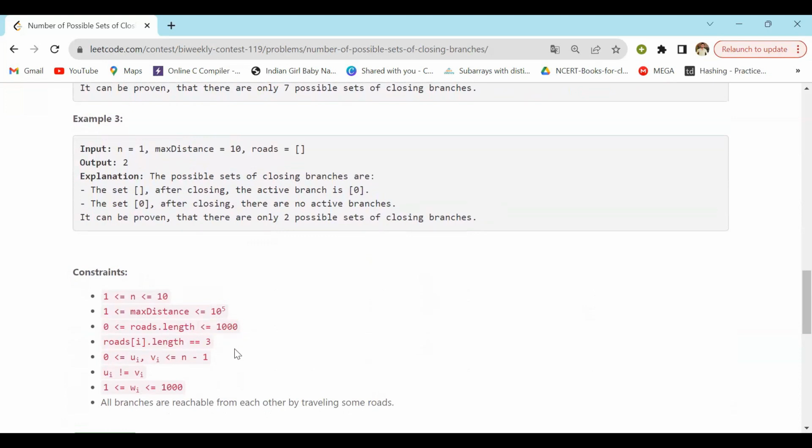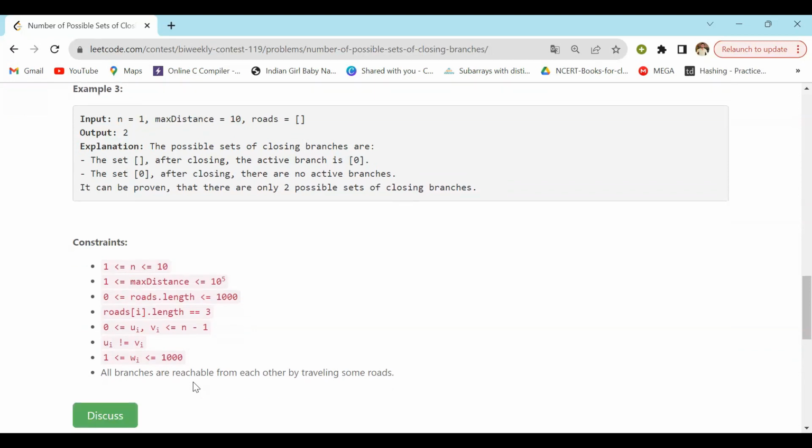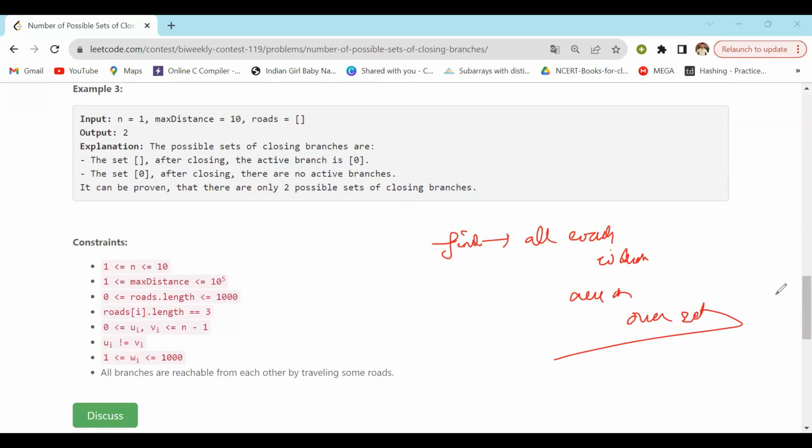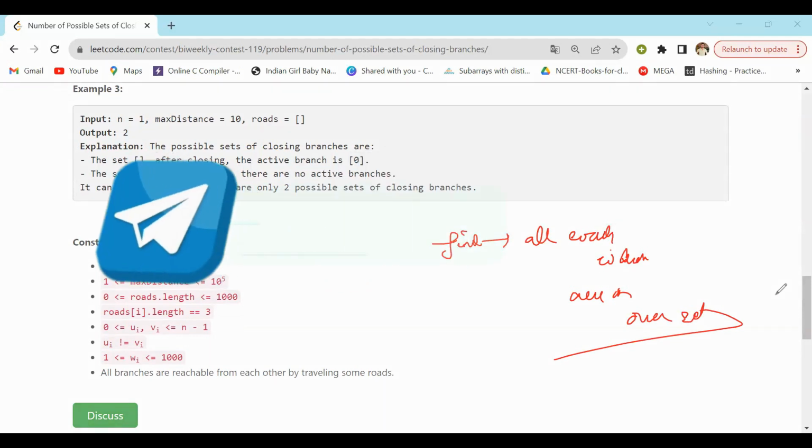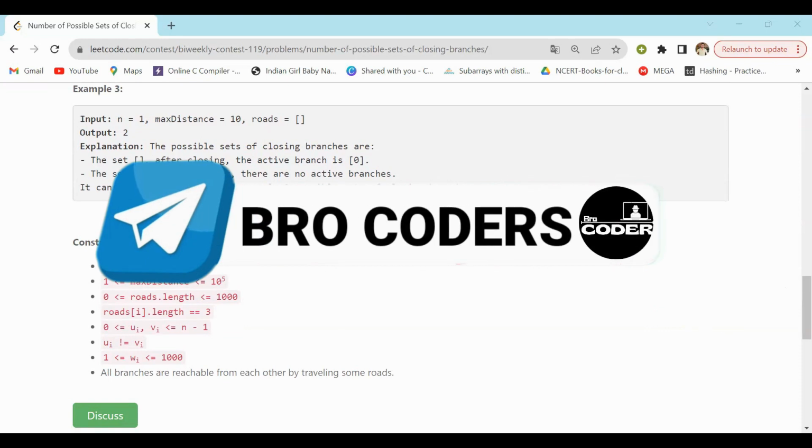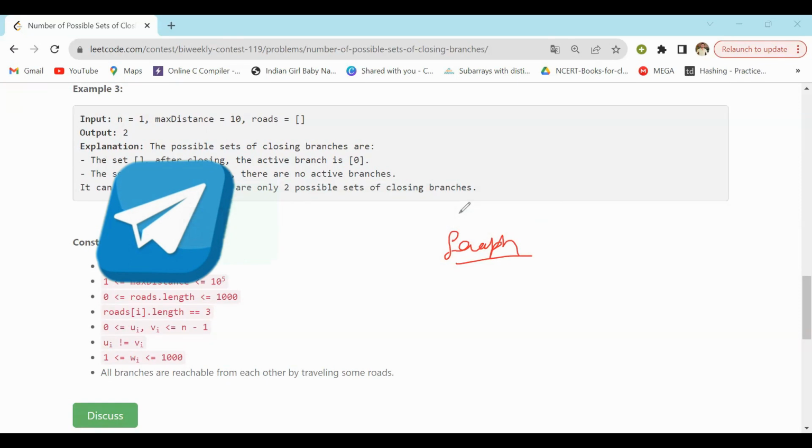Now see, we have a total of how many roads present at maximum? So 1,000. So we can iterate on this and find all the roads which are present in the set. After finding all the roads, we can construct a graph. Now our question boils down to what? We have a graph.